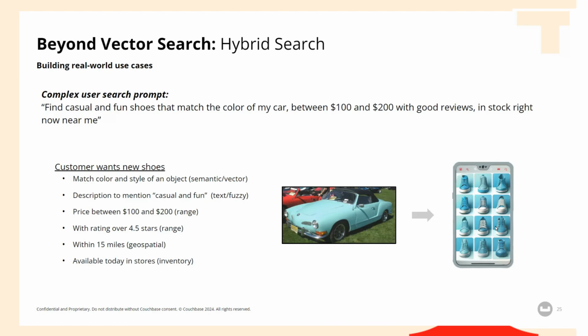This single question actually requires multiple search techniques to answer accurately. Matching a color from an image, that's a great use for vector search, just as Shivay described. But casual and fun might be best answered using text-based search. And the prices, ratings, and inventory criteria are classic where conditions and SQL queries, while the near me is answered using geospatial search. So the bottom line is vector search is powerful, but even more so when you combine it with other search techniques and call it using a single standard SQL query. Very, very powerful capabilities, as Shivay mentioned.